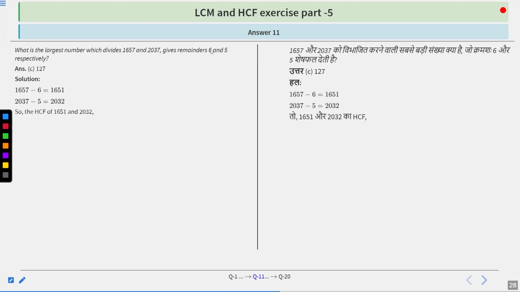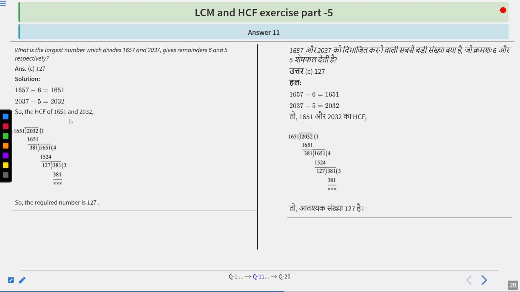Now, the remainders were 6 and 5. That means if we subtract 6 from 1657 and 5 from 2037, then we are going to get numbers which can be completely divided by the required number. That means we have to find the HCF of 1651 and 2032.